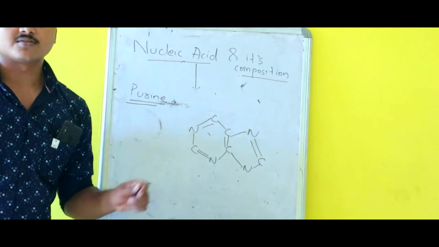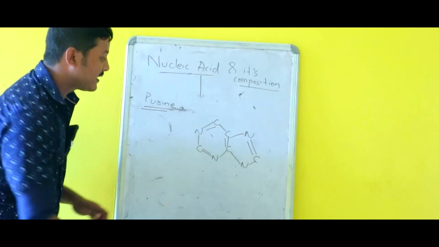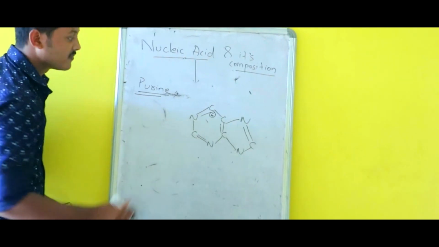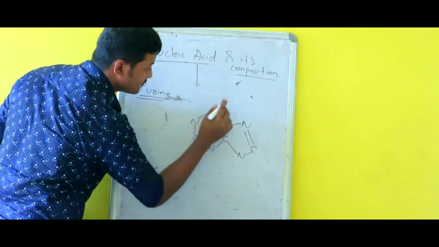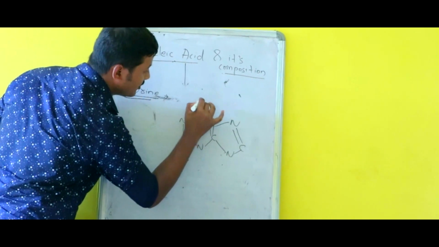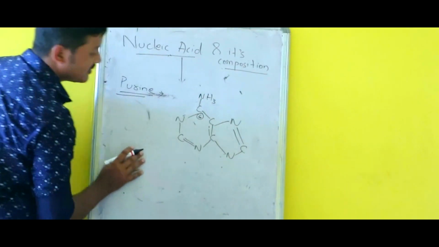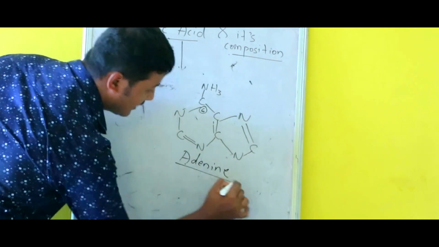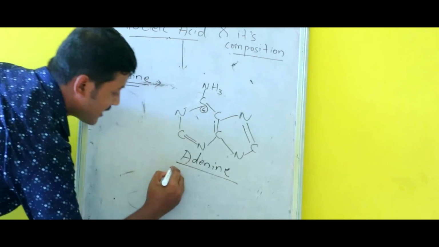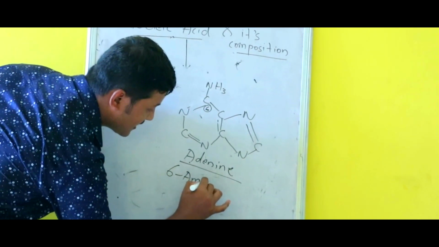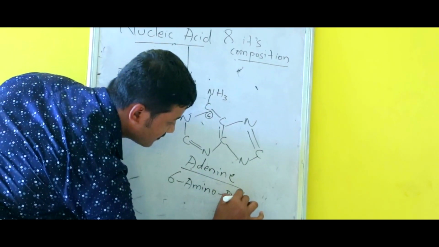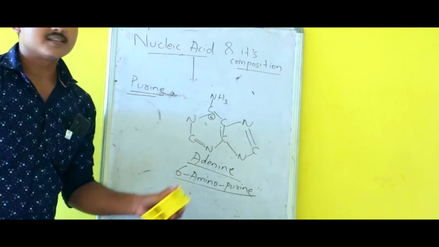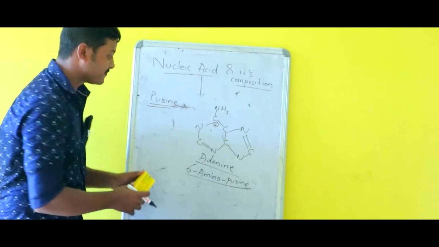Purines are of two types. First one is adenine, second one is guanine. In adenine, at the position of the sixth carbon, this is your sixth position, an amino group is present. That is your adenine. Adenine is otherwise called 6-aminopurine. And these nitrogenous bases are heterocyclic compounds, meaning they are made up of carbon and nitrogen.